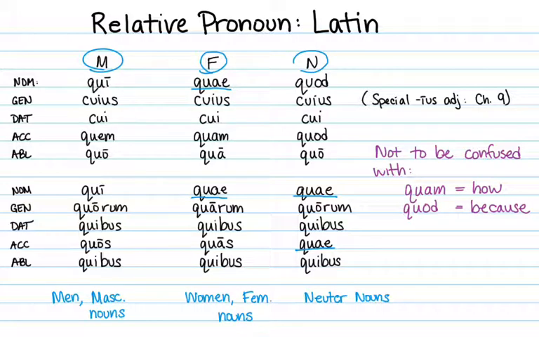You'll notice that all of these relative pronoun forms start with QU, so just be aware that we've learned a couple of other words that start with QU. The word quam means how. It is identical to the feminine accusative singular of the relative pronoun, so you'll rely on context to know whether we are using the relative pronoun or the adverb how. And then also quod, meaning because.